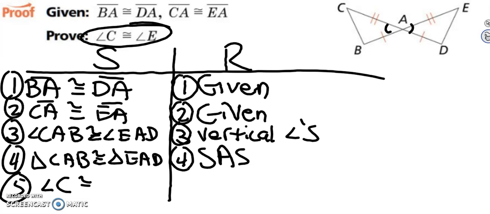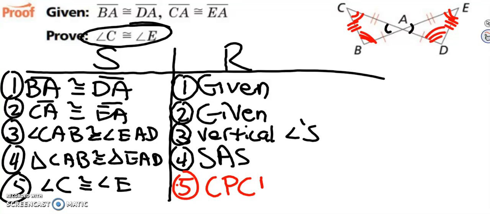Well, since I know these triangles are congruent to each other now, I know that all their remaining corresponding parts must also be congruent. C has to be congruent to A, B has to be congruent to D, and even this side, CB has to be congruent to ED. But I just want angle C congruent to angle E. That's now true by CPCTC. Corresponding parts of congruent triangles are congruent.